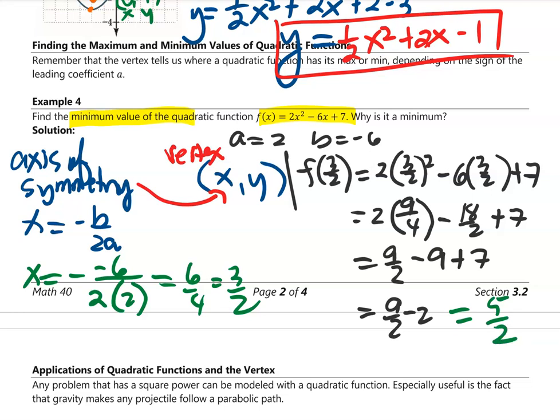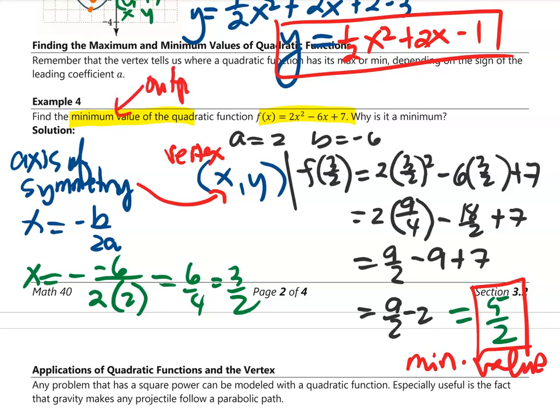Are we done? Yes, this is actually what we want to find. The 5 halves, the y, is the minimum value. Okay, the minimum value here is the output, which is the y. So this is the y part.